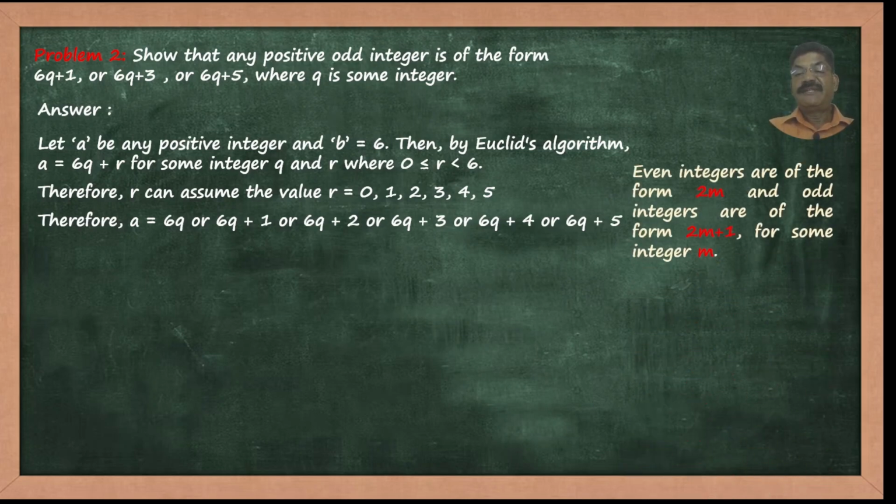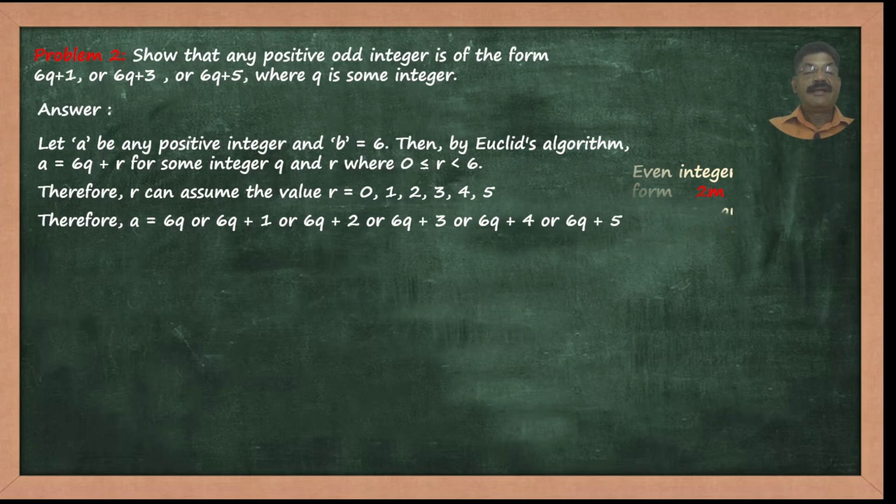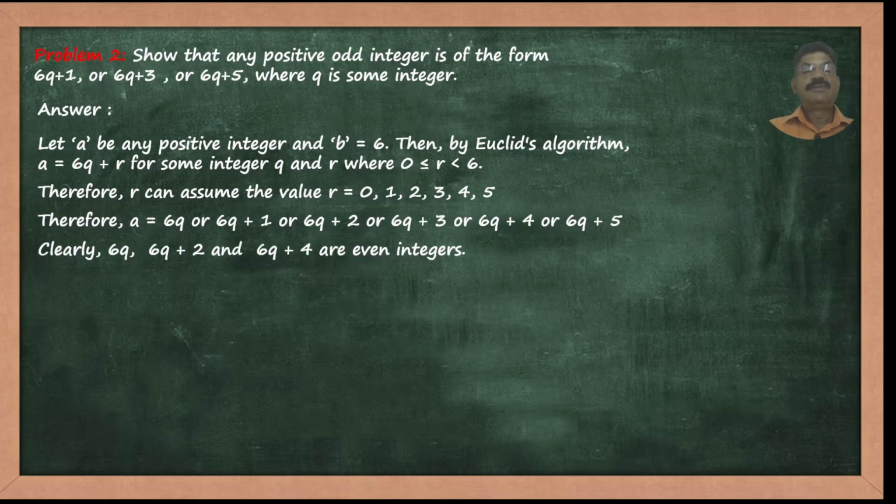Now you recollect the definition of even integers and odd integers. Even integers are of the form 2m, while odd integers are of the form 2m plus 1 for some integer m. Now you look at the forms of a. These three forms 6q, 6q plus 2, 6q plus 4, clearly these are even integers because these are all multiples of 2. Therefore, we don't consider this. We are bothering about only the odd integers. Let us consider the remaining forms.